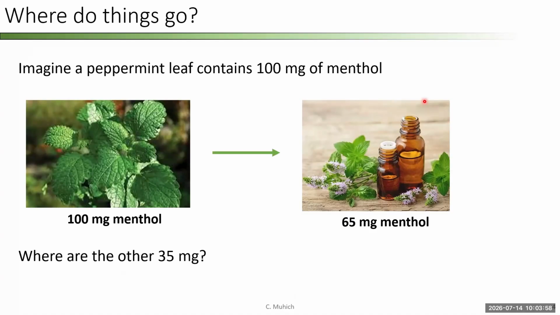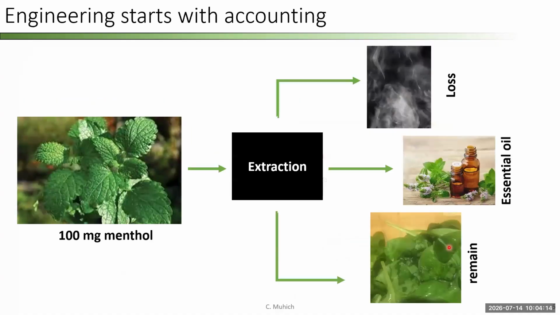Let's imagine that we have a peppermint leaf that contains 100 milligrams of menthol. After our extraction, we end up with 65 milligrams of menthol in our oil. Where do the other 35 milligrams go? They had to go somewhere. Well, in engineering systems, we really need to think about that in terms of accounting. We need to be able to understand where these 100 milligrams, which we started out with, end up.